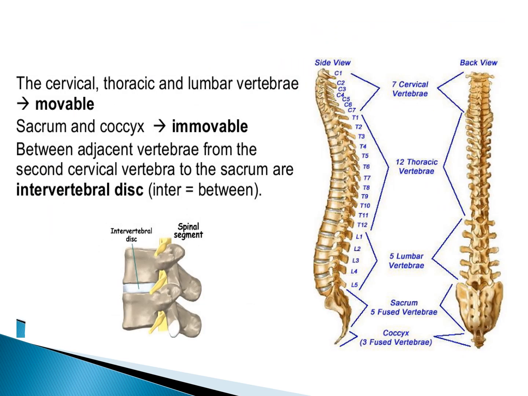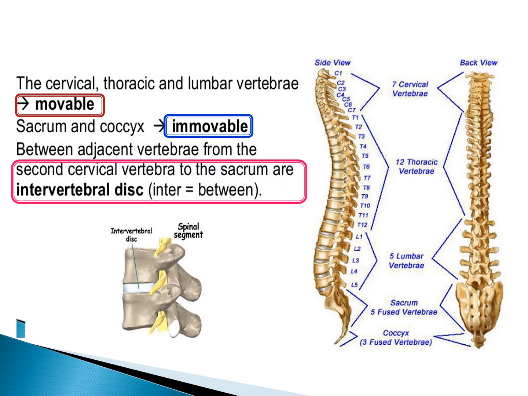The cervical, thoracic and lumbar vertebrae are mobile. Sacrum and coccyx are immobile. Between the adjacent vertebrae, from the second cervical vertebra to the sacrum, are intervertebral discs. Inter means between. Intervertebral discs are fibrocartilaginous structures.